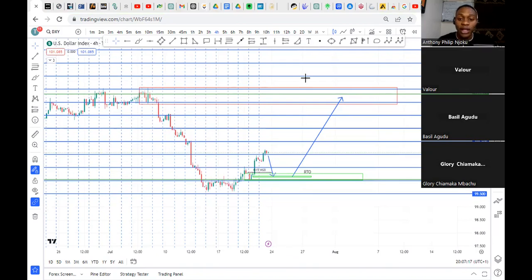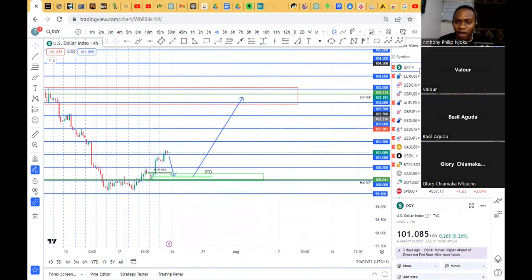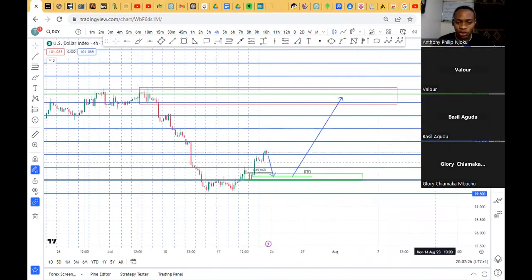So let's dive into what we have today. Starting today, we have DXY. DXY has to do with the strength of dollar.